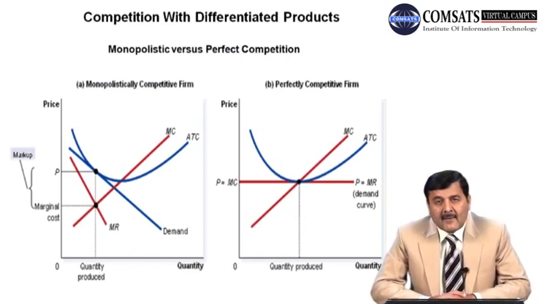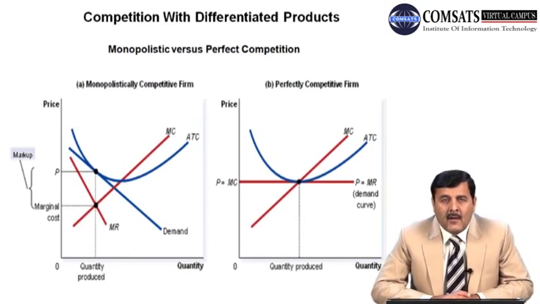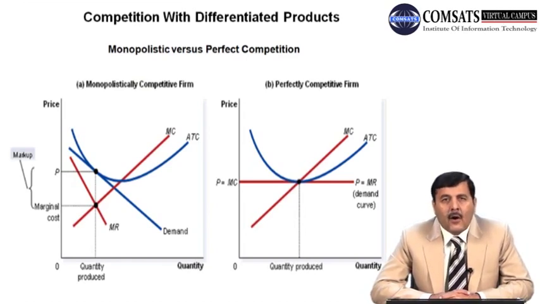So we can explain this situation. The difference in markup can become a difference between these two market structures with the help of a diagram. Again, the time period is in the long run. तो उसी तरह अगर आप देखें डायग्राम ए में हम मोनोपोलिस्टिक कॉम्पिटिटिव फर्म की बात कर रहे हैं, और बी में जो हम बात करें we are talking about a perfectly competitive firm.